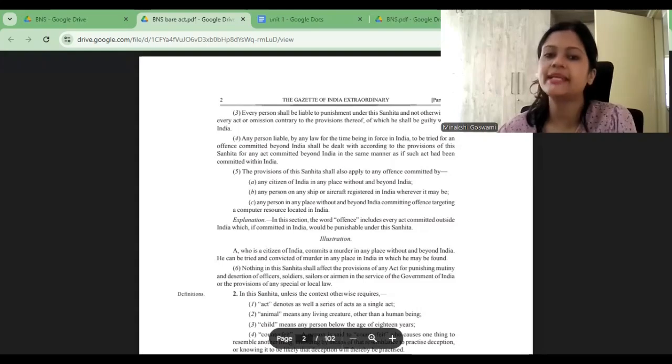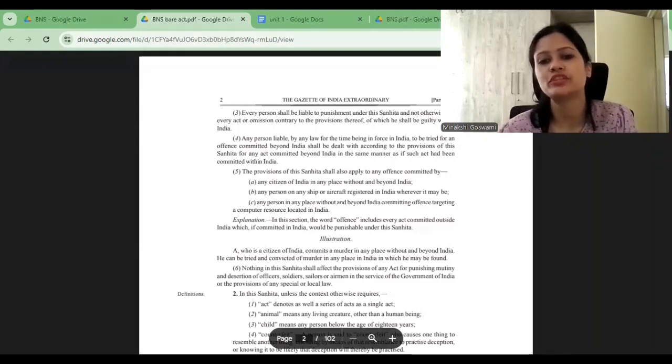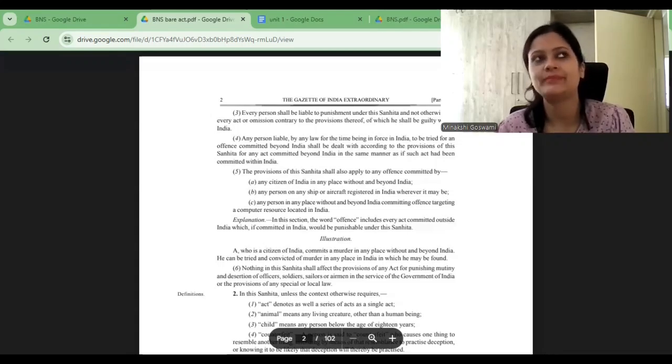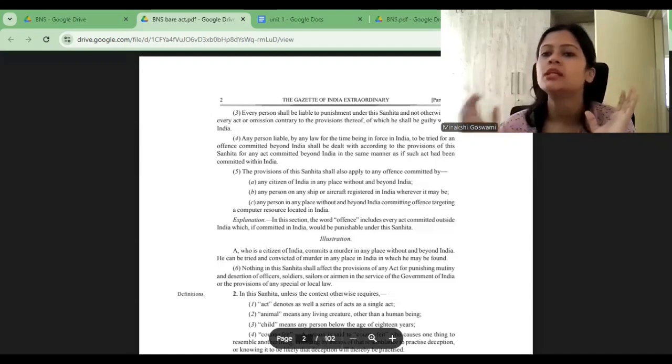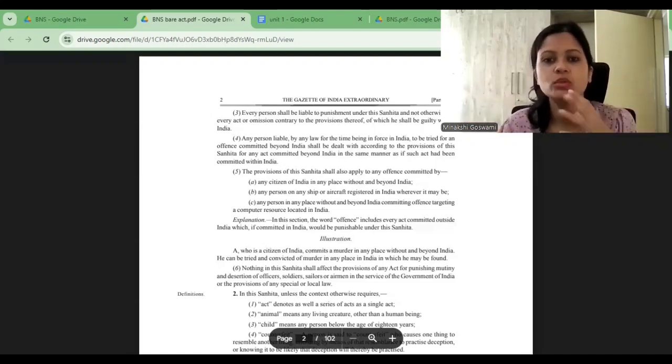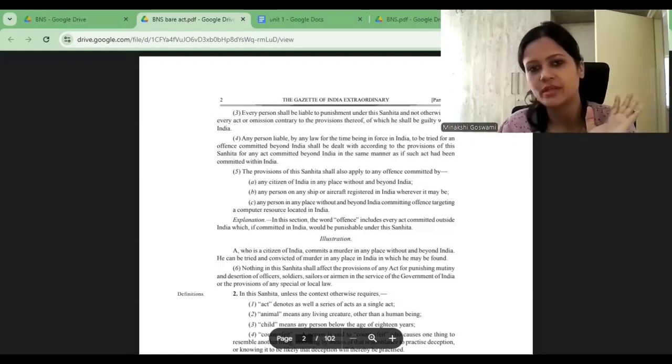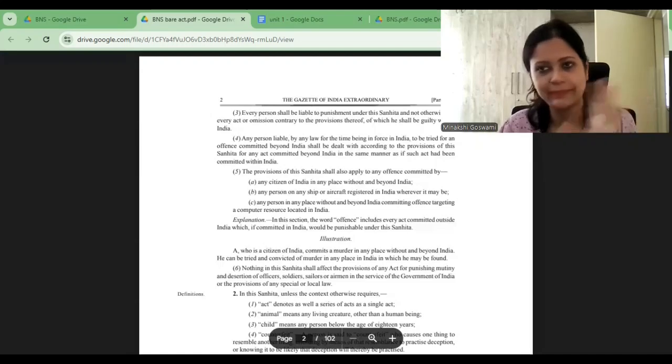It also clarifies that BNS does not affect the provisions of any special or local laws. If there are some local laws that are applicable to people from a certain tribe or a certain community, those laws will be untouched. It's like a saving provision that those laws will remain as they are. Similarly, if there are any special laws applicable to, like, Army, Navy, etc., soldiers and all, those also will not be affected. Whatever laws are applicable to them, those only will be applicable. BNS provisions will not change those.